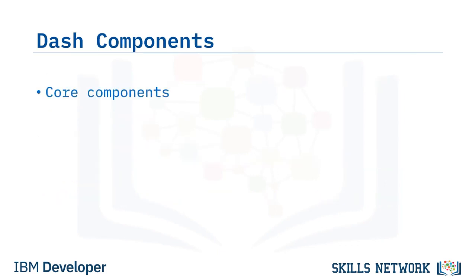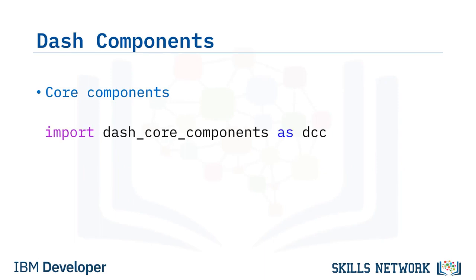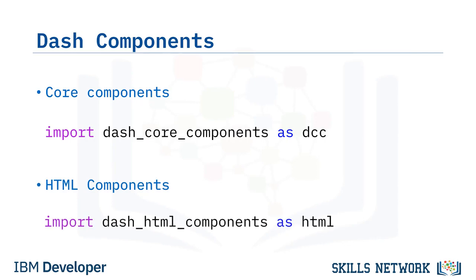There are two components of Dash. First is core components. We can import core components as DCC using the import statement. Next is HTML components. We can import HTML components as HTML using this import statement. Let us explore these further.